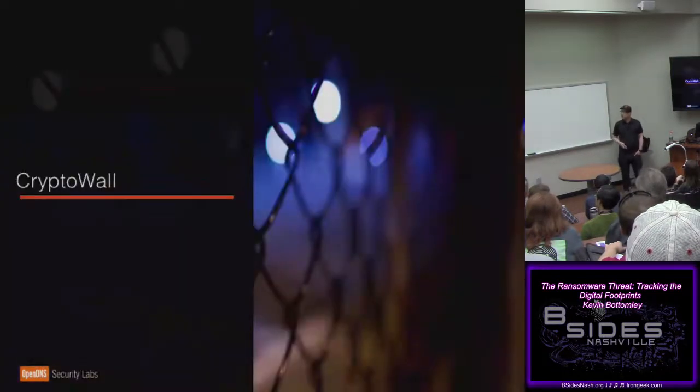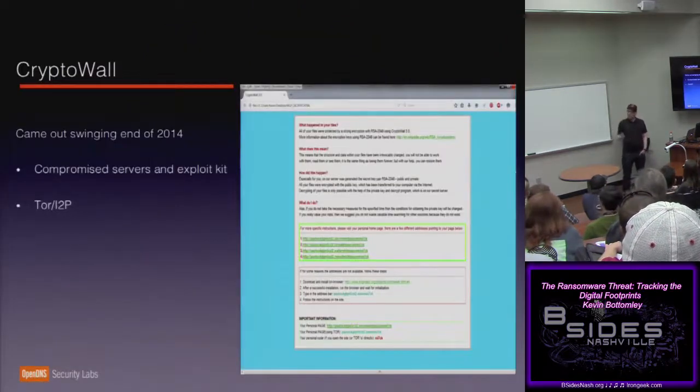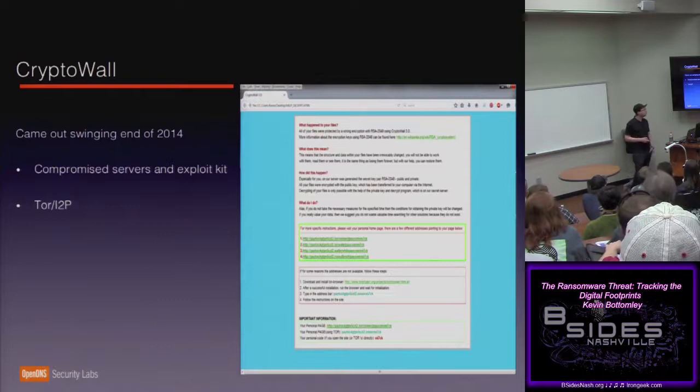The next big one that we actually saw was CryptoWall, which was really big from mid 2014 to about the end of 2015. Instead of using DGAs, they compromised servers, usually through WordPress, most likely through the RevSlider plugin, which had a vulnerability that allows you to extract the database with all the login IDs and passwords.